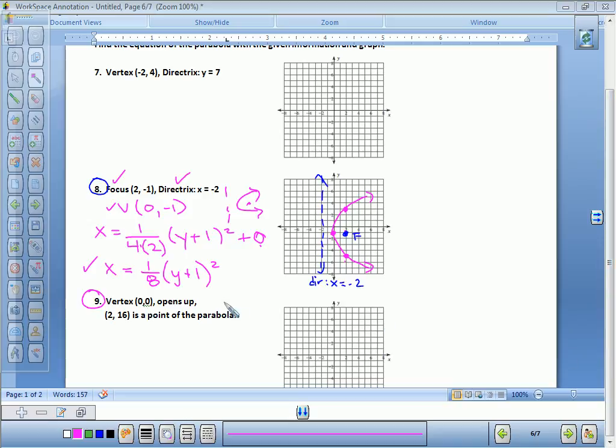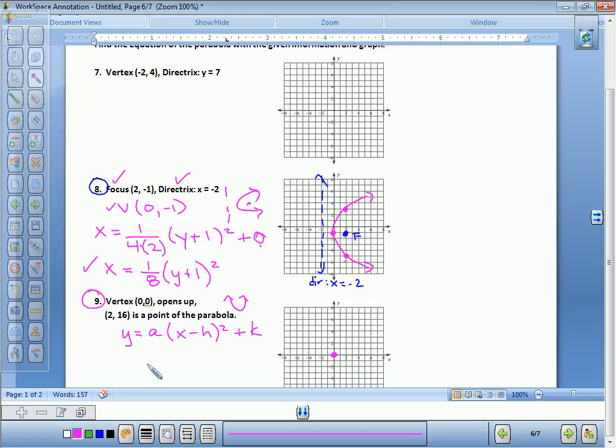All right, this one opens up, it tells us. So we know it goes this way. It also tells us the vertex is at 0, 0. Now, it doesn't give us a focus, it doesn't give us a directrix. So when we look at this equation, y equals a times x minus h squared plus k, we can't figure out p, so we can't do this one in terms of p, because they didn't give us a focus and they didn't give us a directrix.